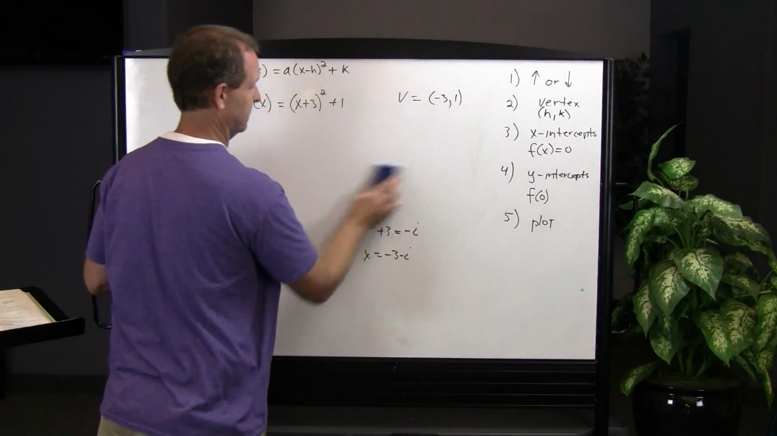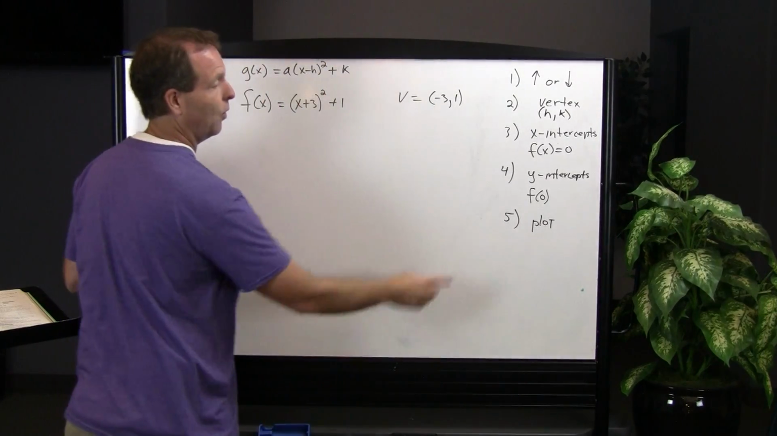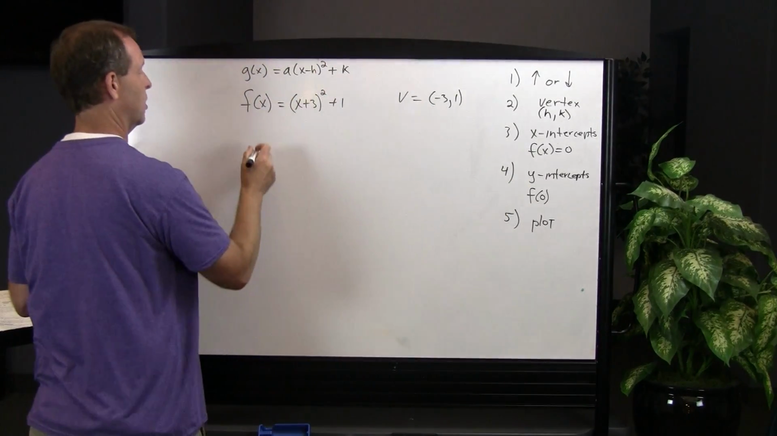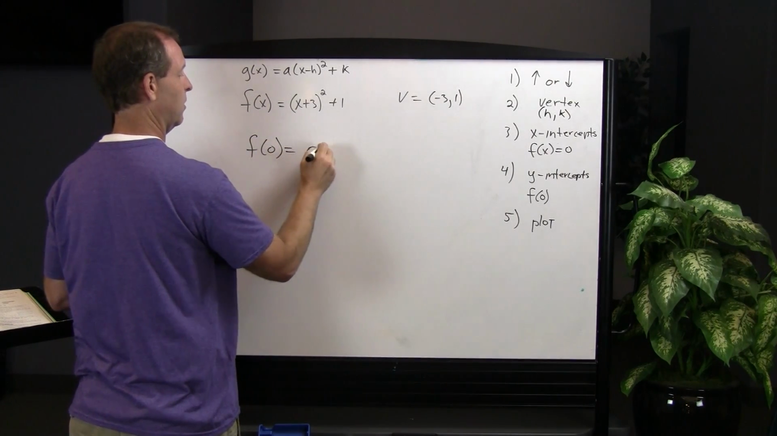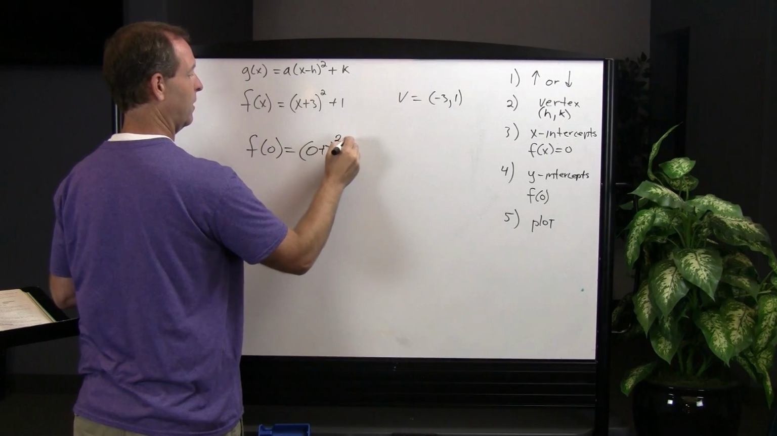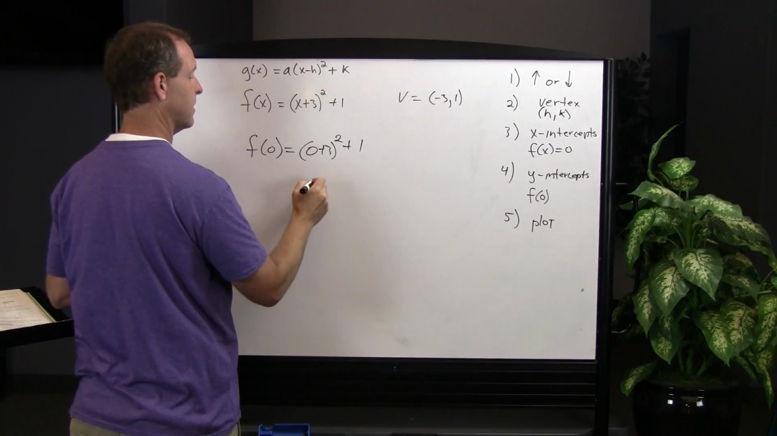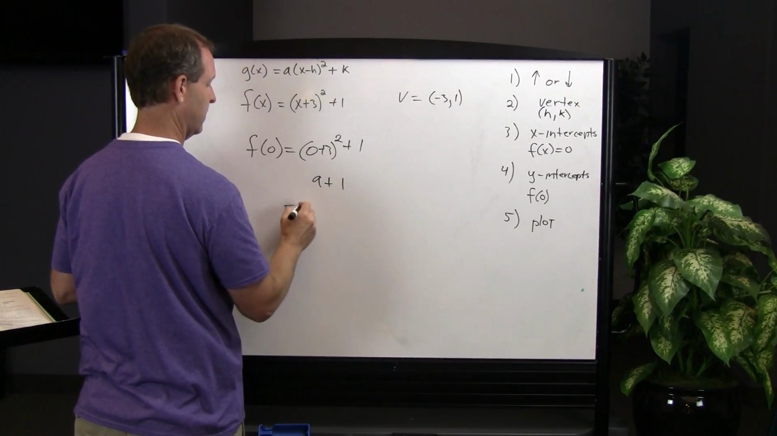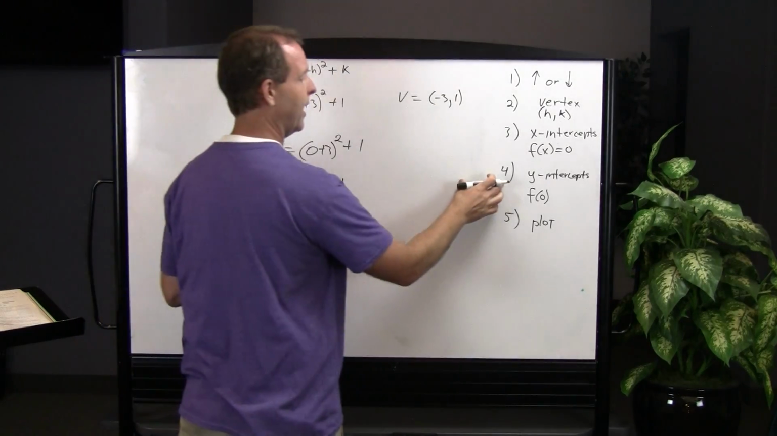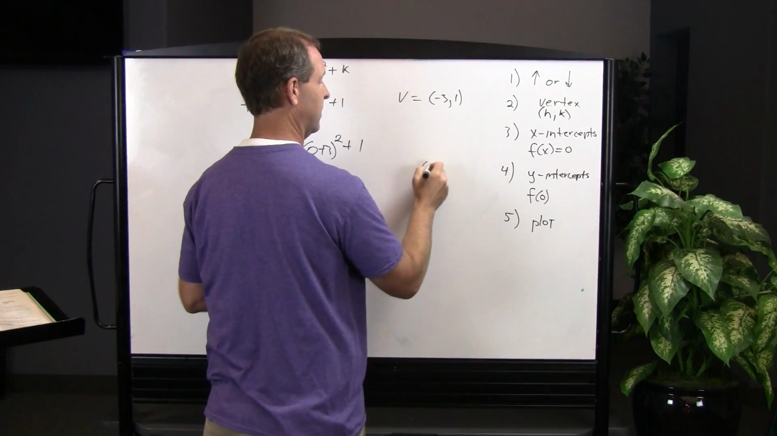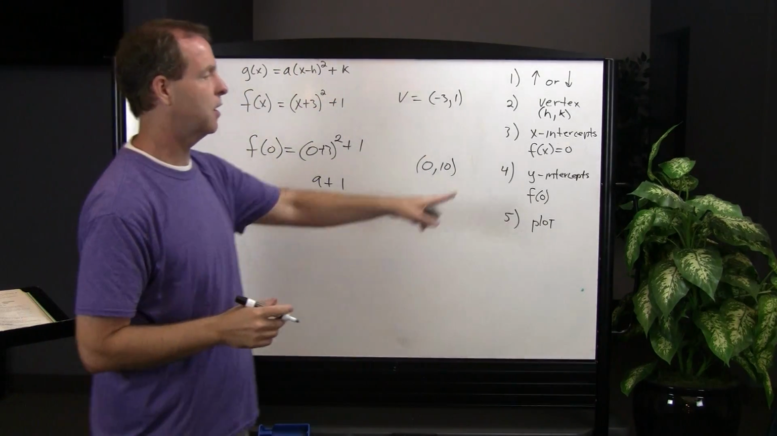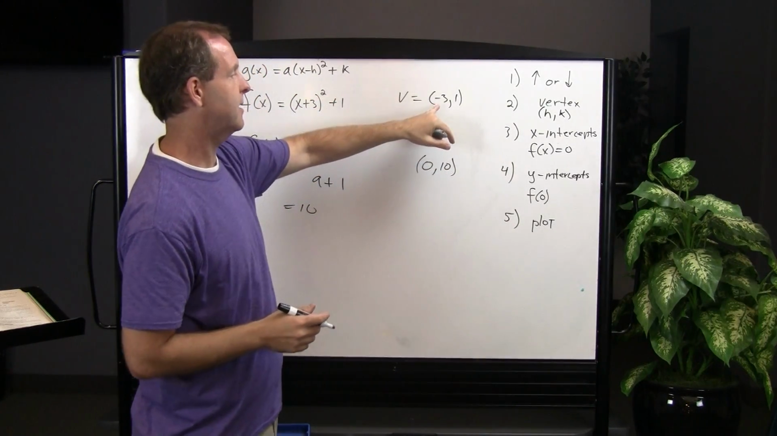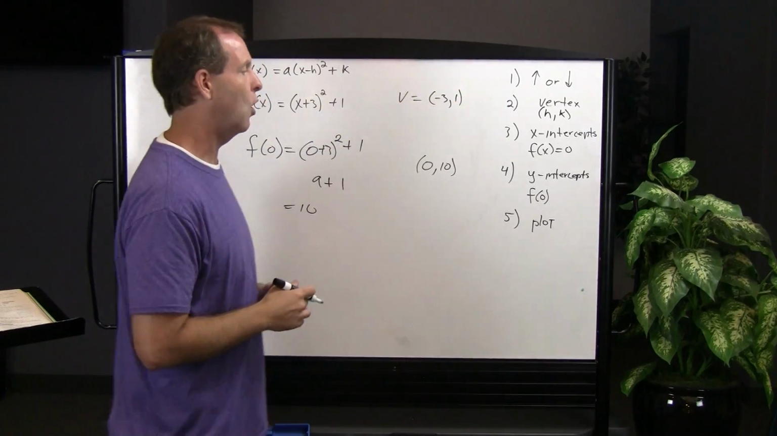Lastly, I want to look at its y-intercept. So let's evaluate this function at 0. f of 0 equals (0 plus 3) squared plus 1. 3 squared is 9, plus 1 equals 10. So I have a y-intercept at the point (0, 10). Again, there are no x-intercepts, my vertex is at (negative 3, 1), and the graph opens upwards.